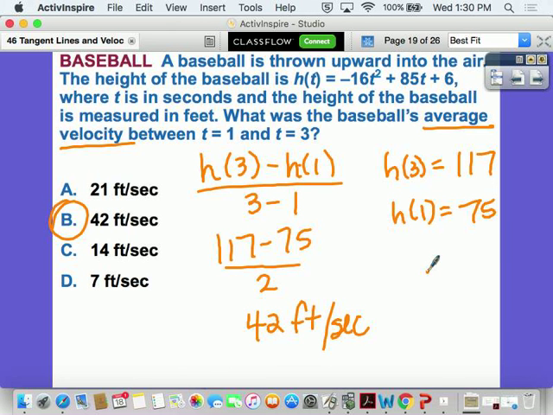So this particular problem is asking for the average velocity, which is basically f of b minus f of a all over b minus a. So you find h of 3, which is 117, h of 1, which is 75. You subtract them and then divide by 3 minus 1, which is 2. So your answer is 42 feet per second.